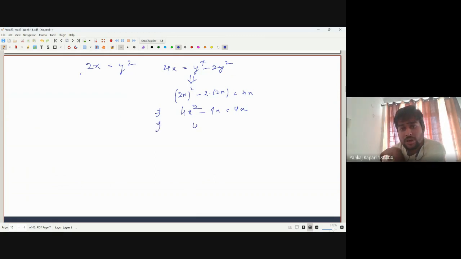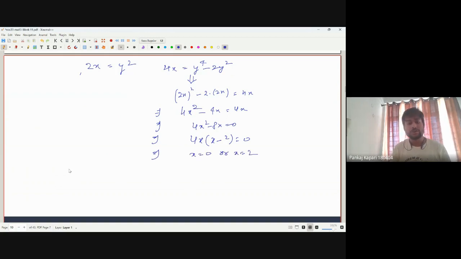That means you have 4x square minus 8x becomes 0. That means you can take 4x common, and then in the bracket you are left with x minus 2. Okay? So this product 0 implies that either x is 0 or x is 2.